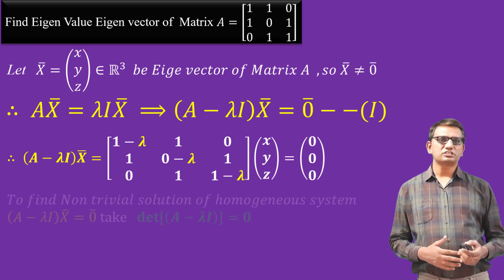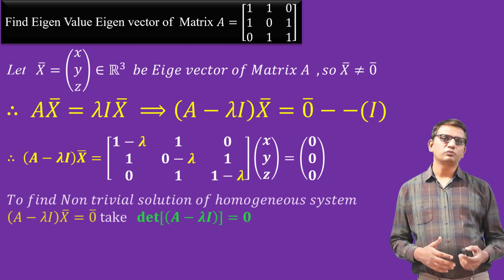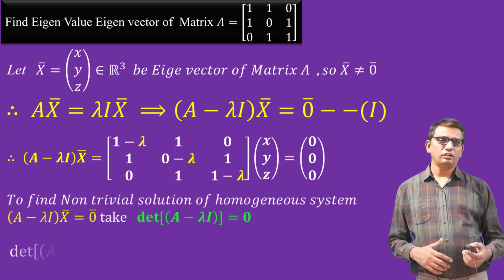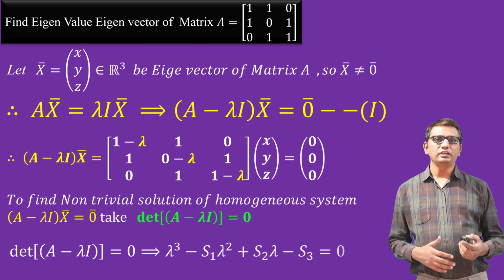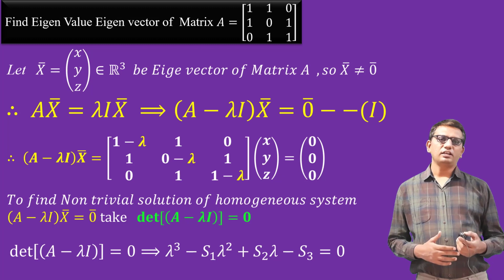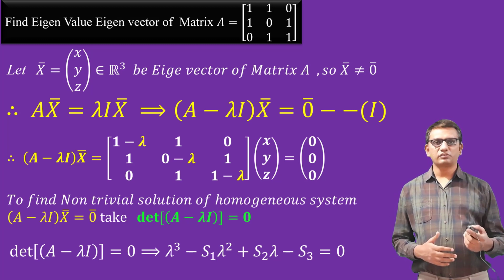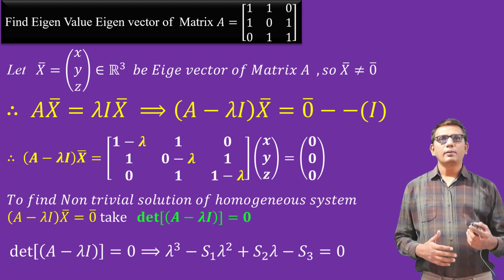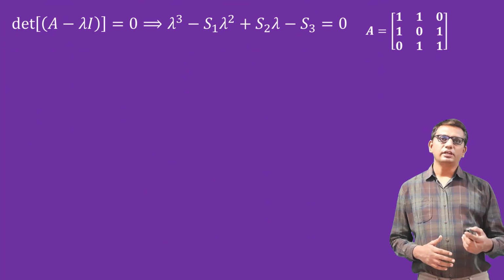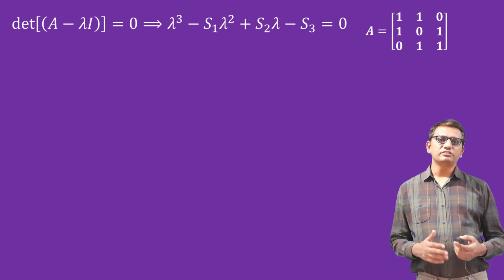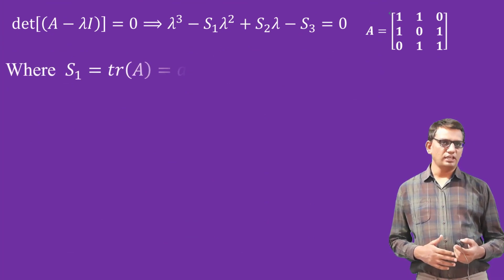This is a homogeneous system of linear equations, and we are interested in finding the non-trivial solution for this homogeneous system of linear equations. So finally we have the determinant of A minus lambda I equal to 0. We can rewrite our characteristic equation as lambda cubed minus S1 lambda squared plus S2 lambda minus S3 equal to 0. Here we know that S1 is the trace of matrix A.